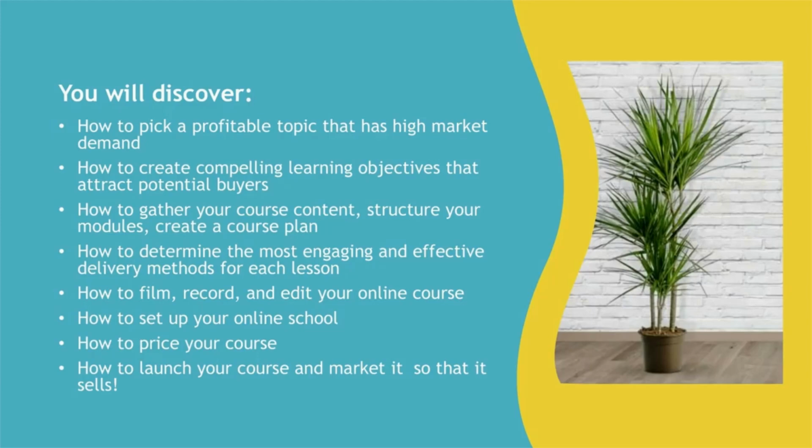So as I mentioned today, I want to share 6 easy steps so you can turn your knowledge and expertise into profitable online courses. We'll cover everything from selecting a profitable topic that sells to selecting a platform to make it easy to market and sell your online courses. So the 6 steps to creating a profitable online course are picking a perfect course topic and ensuring your course idea has high market demand, creating compelling learning objectives, gathering your course content, structuring your modules, and creating a course plan, determining the most engaging and effective delivery method for each lesson, and then filming, recording, editing your online courses, setting up your online school, pricing your courses, and finally launching your course and marketing it.